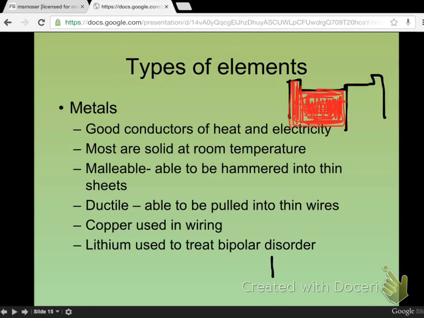Metals are the first kind of element that we're going to talk about. This is a general broad category of elements. Metals are good conductors of heat and electricity. They tend to be solids at room temp. They tend to have very, very high melting points, like thousands of degrees Fahrenheit, hence why they're solids at room temp. And they have these amazing characteristics.